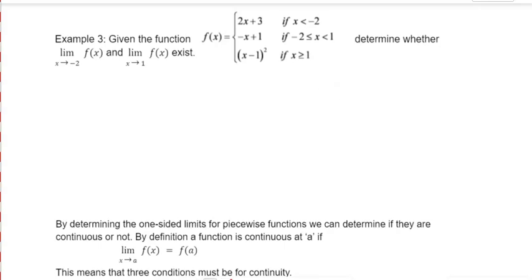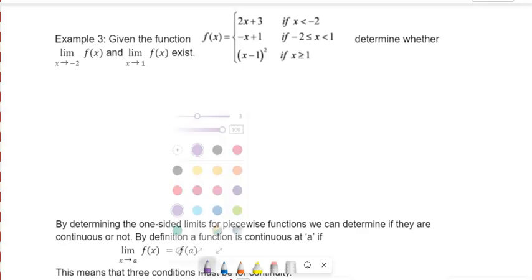So we have this piecewise function where it's composed of 3 parts, and the domains are less than -2, from -2 to 1, and then greater than 1. And so we want to figure out if there is a limit and what it is at -2 and at 1. So we'll start with -2.